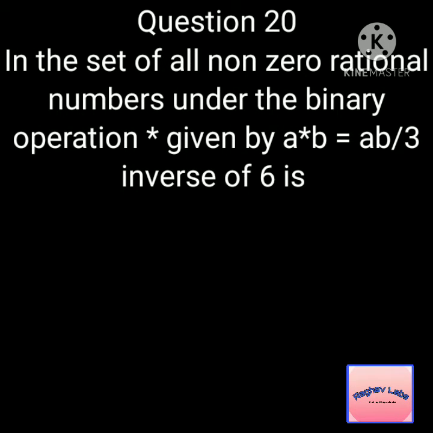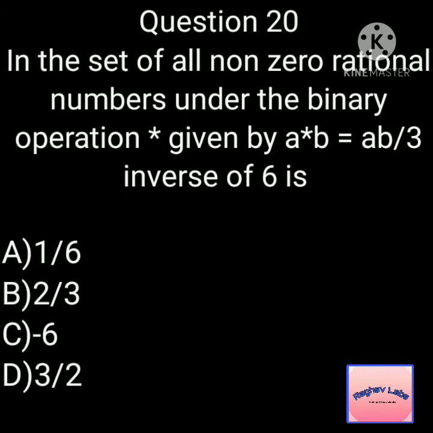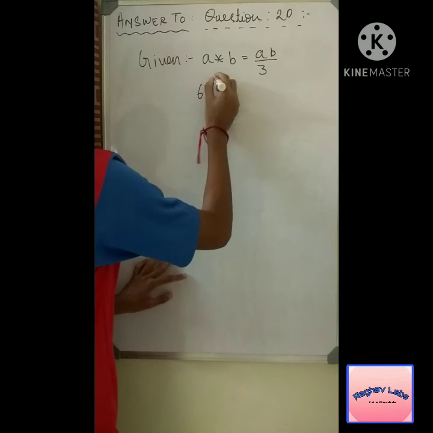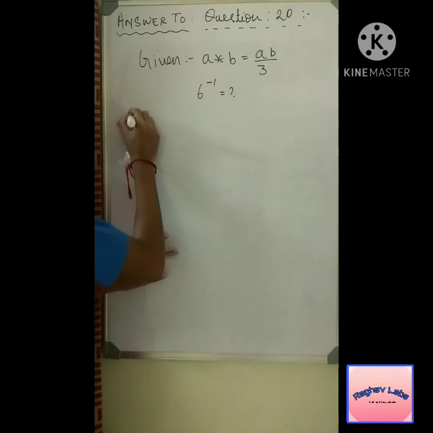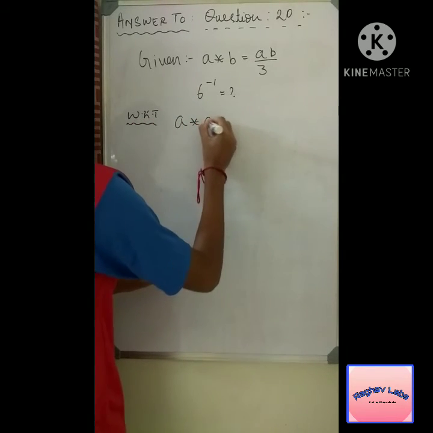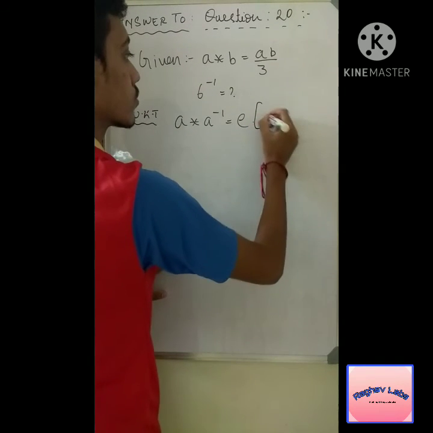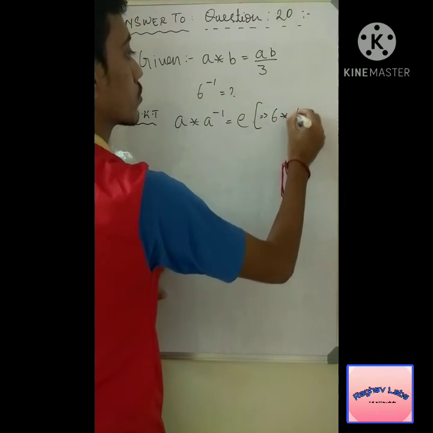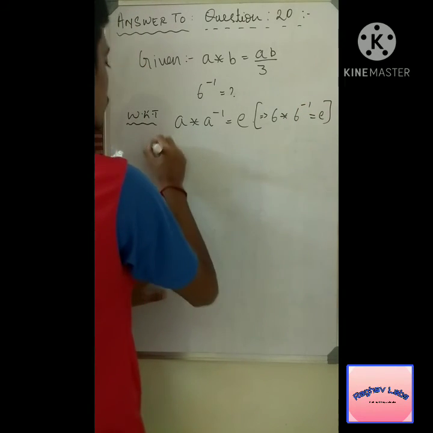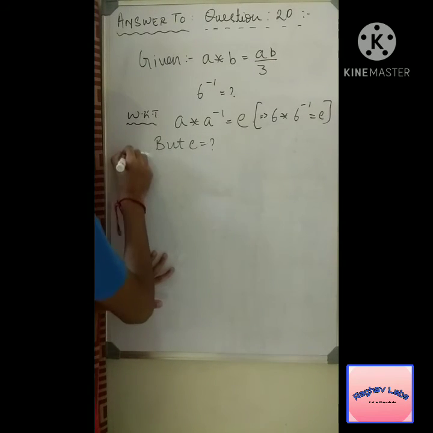In the set of all non-zero rational numbers and under the binary operation star given by a star b is equal to ab by 3, the inverse of 6 is. The options are given as follows. So we are given a star b is equal to ab by 3. We should find 6 inverse, right? We know that a star a inverse is equal to e, which is a formula for finding the inverse of any number. But e is equal to question mark. We don't know the value of e, right?